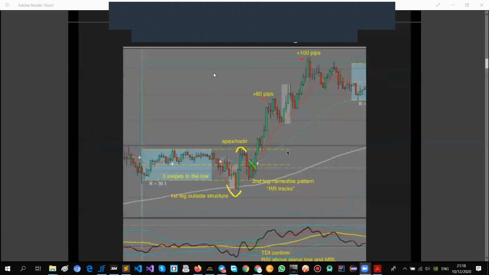The first chart right here. So as you can see, 3 swipes to the low. There are 3 swipes in the low. These are happening as the market makers are stop hunting traders and giving us an outside structure, and a first leg being formed here, at the same time bouncing off the 200 EMA with this railroad candlestick pattern. As we always talk about this, railroad is very important. I asked you guys to stick this to your walls so that you remember this.